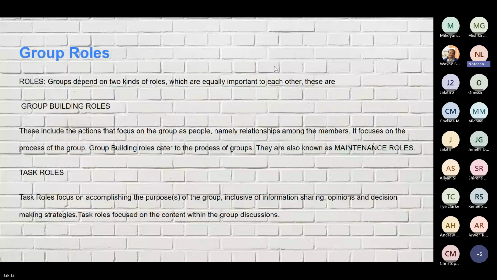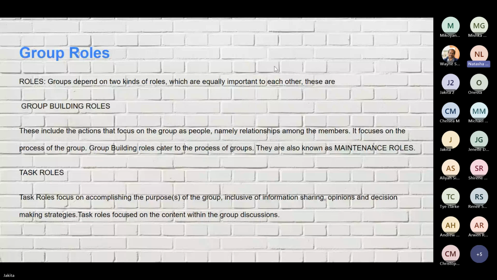Roles. A group depends on two kinds of roles, which are equally important to each other. These are group building roles. This includes the actions that focus on the group as people, namely relationships among the members. It focuses on the process of the group. Group building roles cater to the process of groups. They are also referred to as maintenance roles.